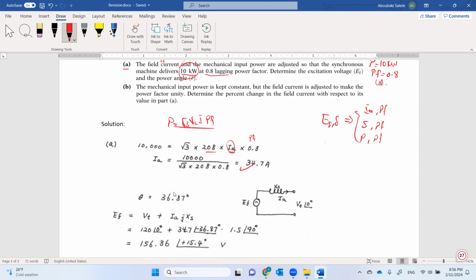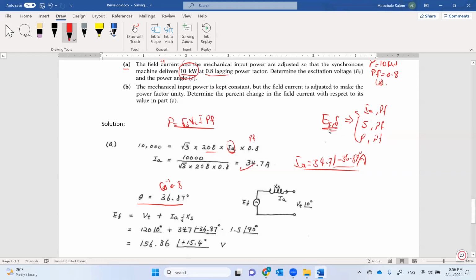So here, this is the textbook solution. He mentioned that theta equals cosine inverse power factor. So this is cosine inverse 0.8. But take care, the power factor is lagging, which means by the end you have to say IA equals the magnitude of current, 34.7 ampere, at minus 36.87 degree. So this is the current vector. Now we need to calculate EF and delta.